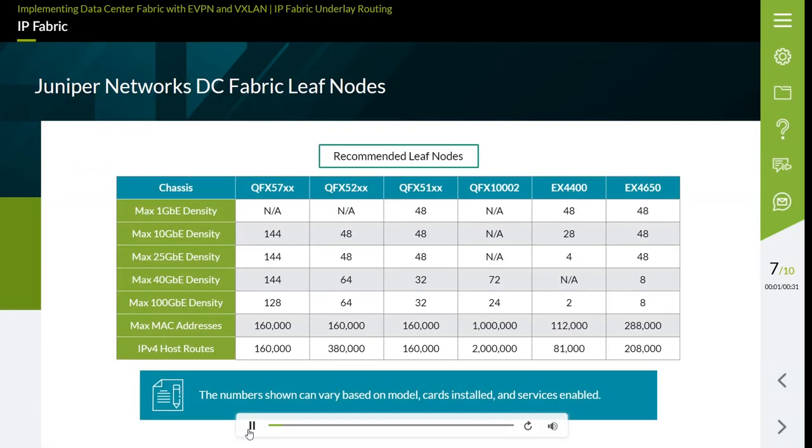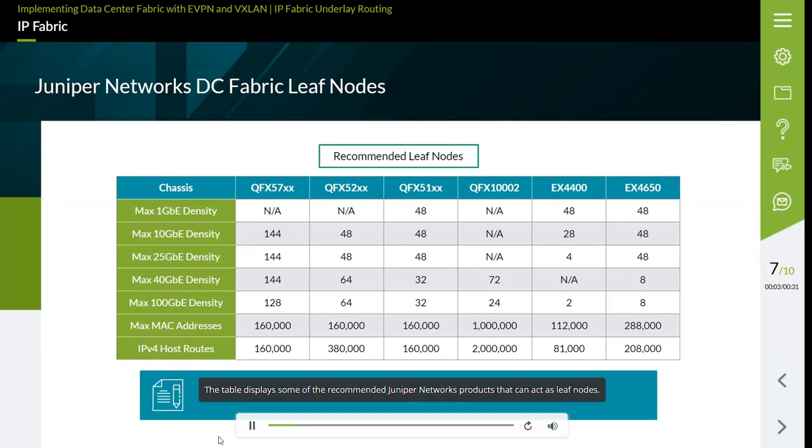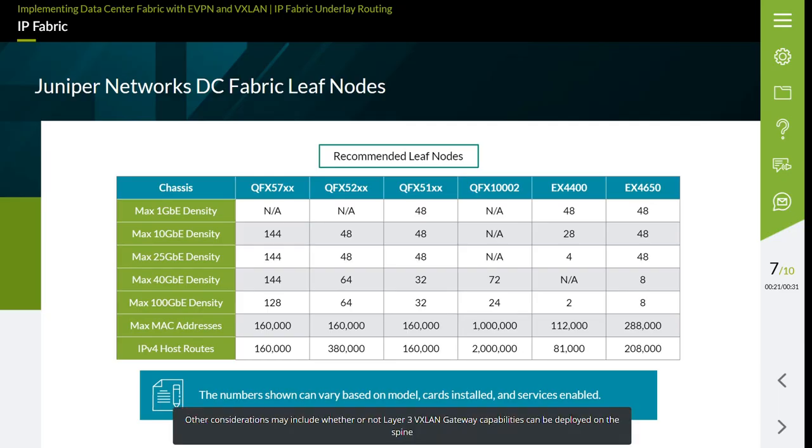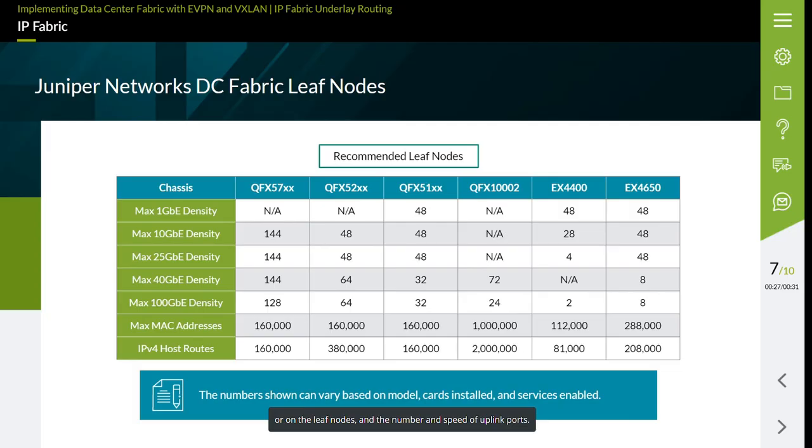The table displays some of the recommended Juniper Networks products that can act as leaf nodes. Some considerations when choosing leaf nodes include what type of server or host connectivity is currently required, and what types of server or host connectivity may be used in the future, such as link types, link speeds, and so on. Other considerations may include whether or not Layer 3 VXLAN gateway capabilities can be deployed on the spine or on the leaf nodes, and the number and speed of uplink ports.